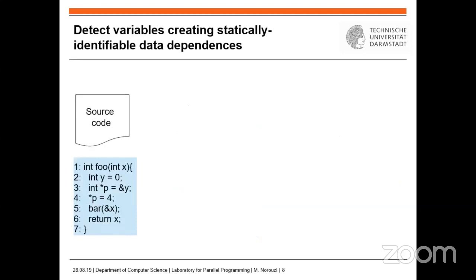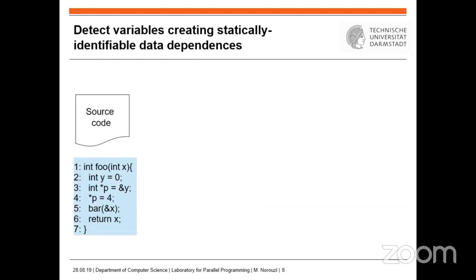Of course, the starting point of the analysis is the source code. Here we have a function foo which takes a parameter x. It initializes y, stores y's address in a pointer p. Via that pointer it changes y's value to 4, then the address of the x parameter is passed by reference to the bar function, before returning x's value.